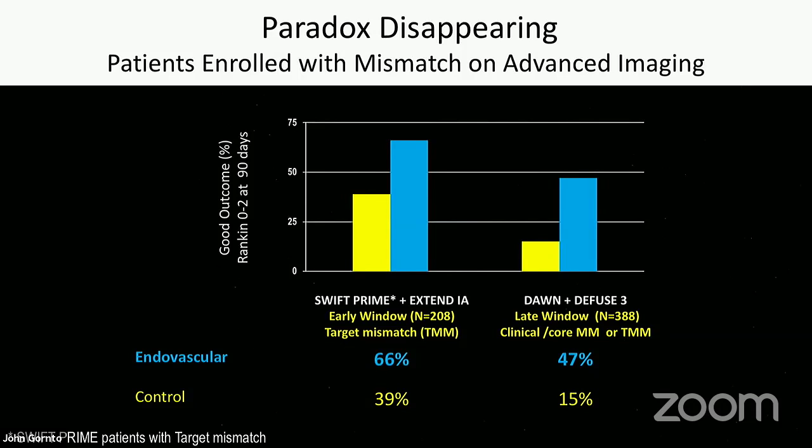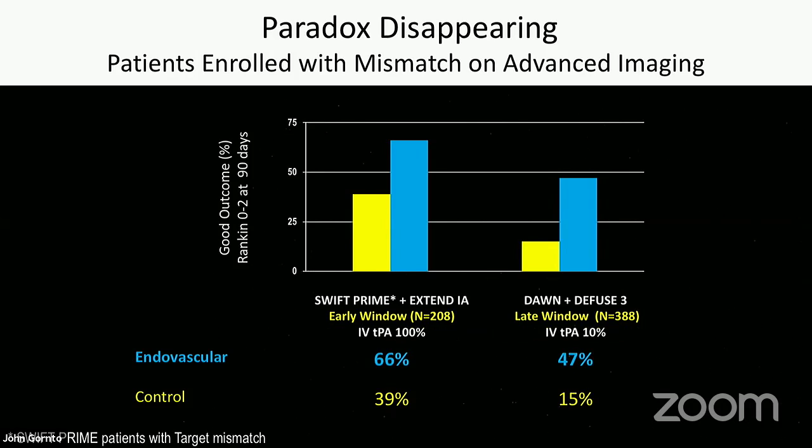So when you look at the good outcome rates in the endovascular arm of DAWN and DEFUSE 3, they're around 50%. That's not as good as in those penumbral patients treated in EXTEND-IA and SWIFT PRIME. But there's a big difference again here in the medical arm. So what's different between the medical arm of SWIFT PRIME, EXTEND-IA, and DEFUSE 3 and DAWN? How do those patients differ?